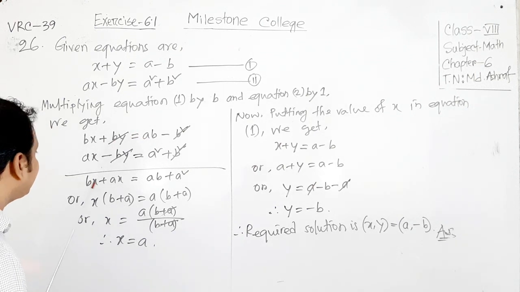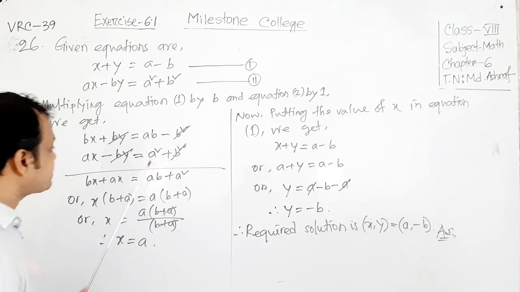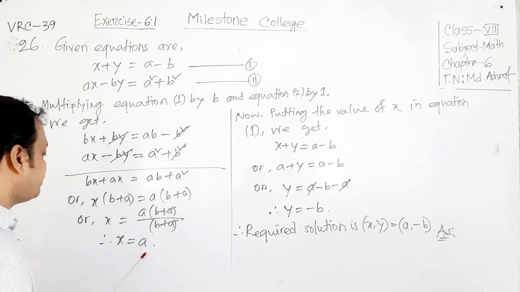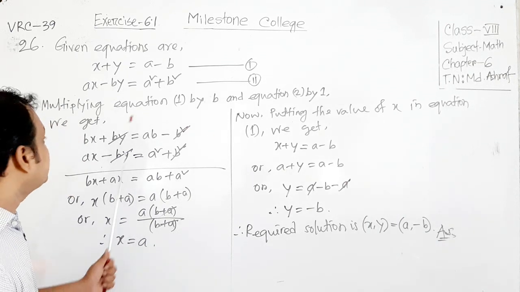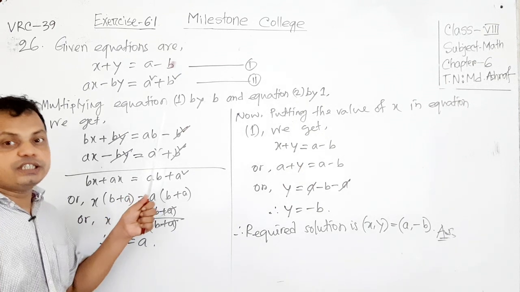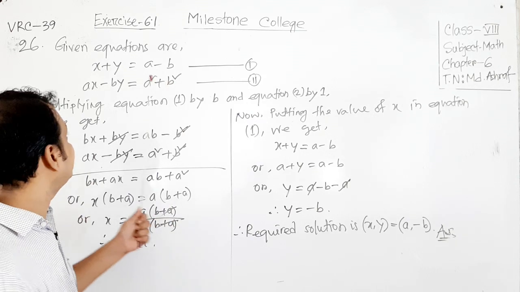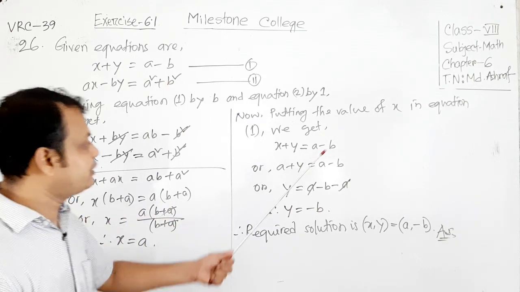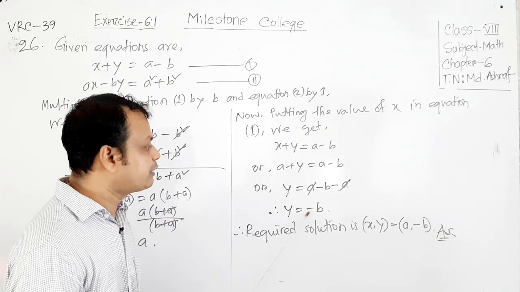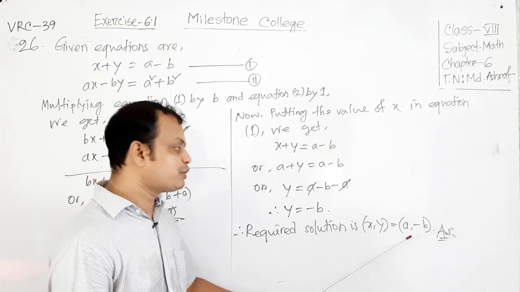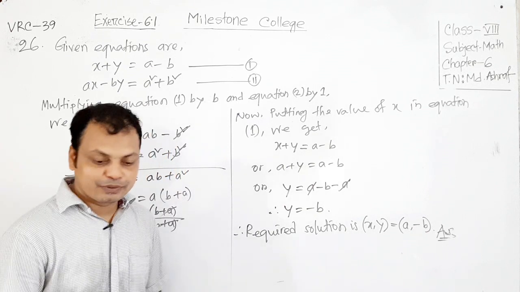Okay, and we have added: bx plus ax equals ab plus a square. Now we solve in the normal way. We have got the value of x equals a. Now put the value in equation 1 or equation 2. I think equation 1 is easier for you. Put the value and finally we get y equals minus b. So the required solution is x comma y equals a comma minus b. I think all of you have got this one.